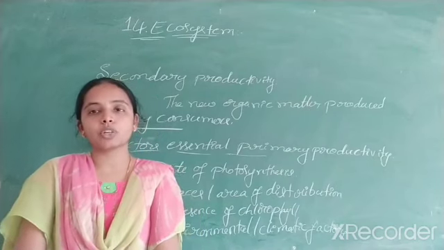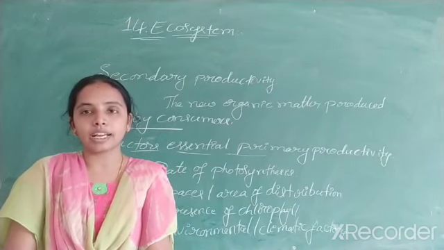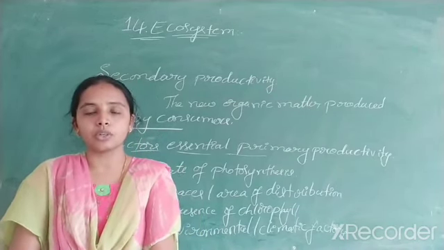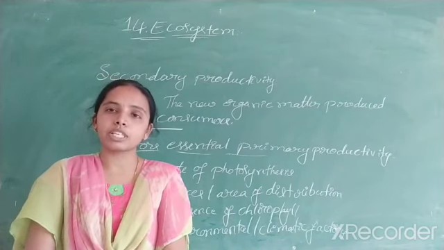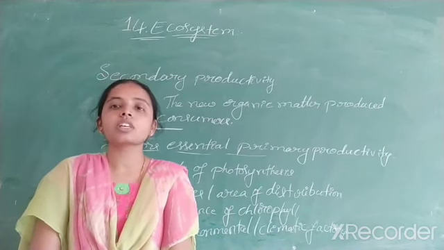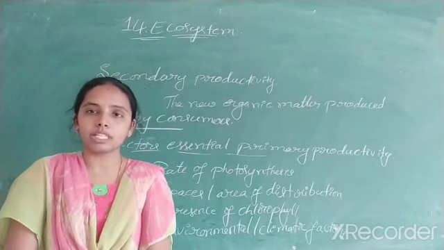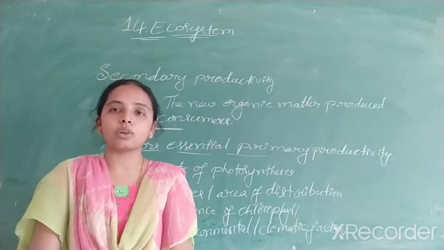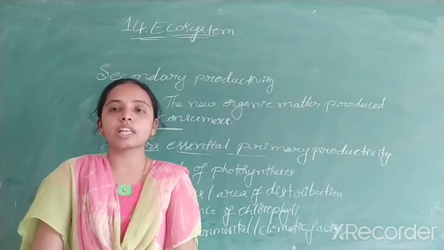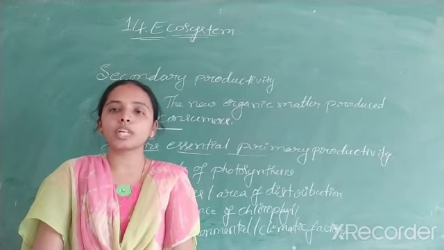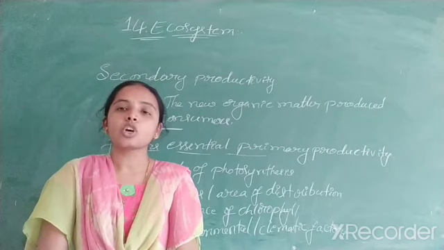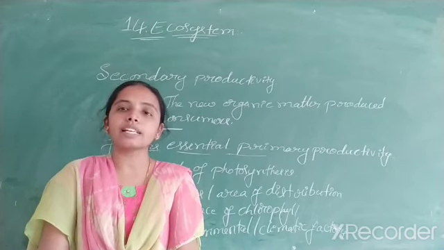So it can be denoted by the help of a unit called gram per meter square per year, kilocalories per meter square per year, because the biomass is completely dependent upon the distribution of area. Next, there are two types of primary productivity, gross primary productivity and net primary productivity.